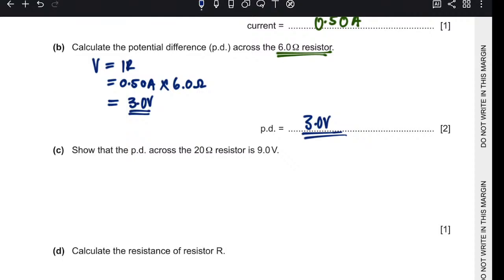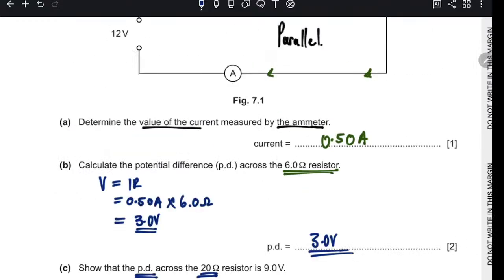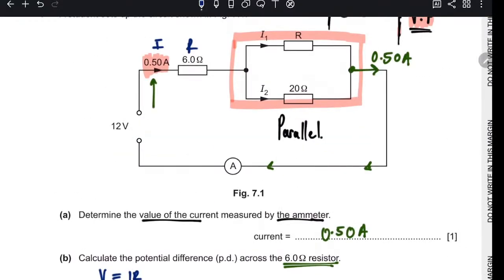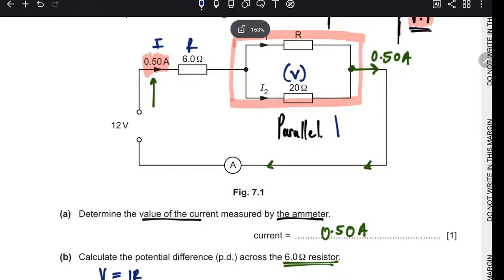Now, they will now say, show that the PD across the 20 ohm is 9. So now we come here. They want the voltage here. If the question says show, it wants you to calculate and get the same answer. So it wants you to now calculate the potential difference that will be here.